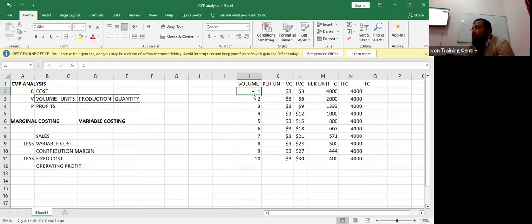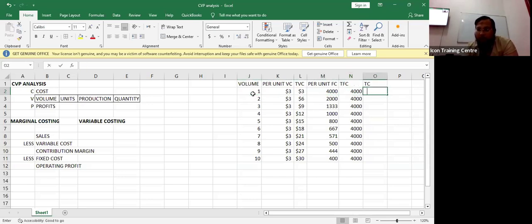Yeah, divide. It depends on production. Per unit fixed cost depends on the production. So we can say that per unit variable cost remains constant, and total fixed cost remains constant. And total variable cost keeps increasing, and per unit fixed cost keeps decreasing.